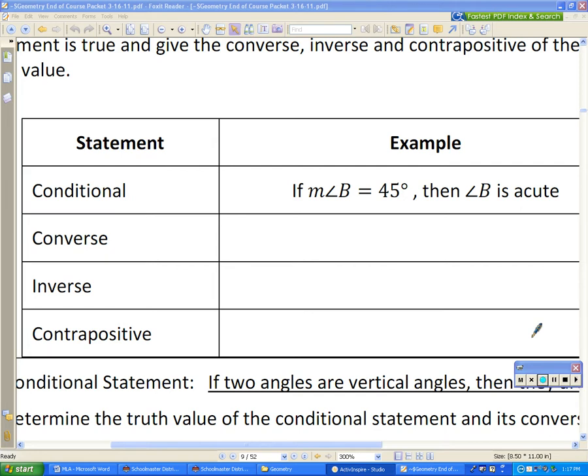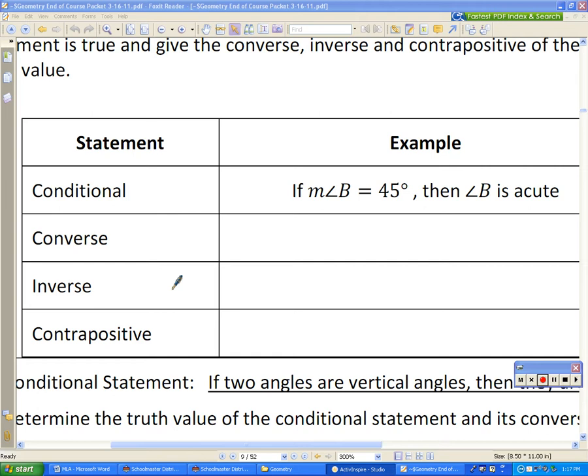Okay, so now let's talk about the truth value of these. The first one says if the measure of angle B is 45 degrees, then angle B is acute. True or false? True. Next one says if angle B is acute, then it equals 45 degrees. True or false? False. Not necessarily. Could be the case, but doesn't have to be. And the next one, if an angle is not 45 degrees, then it's not acute. That is also false.